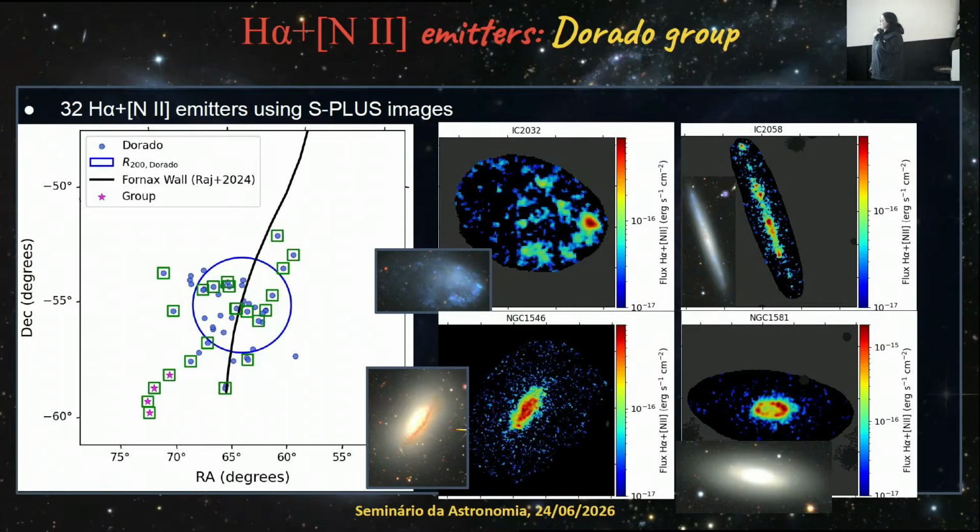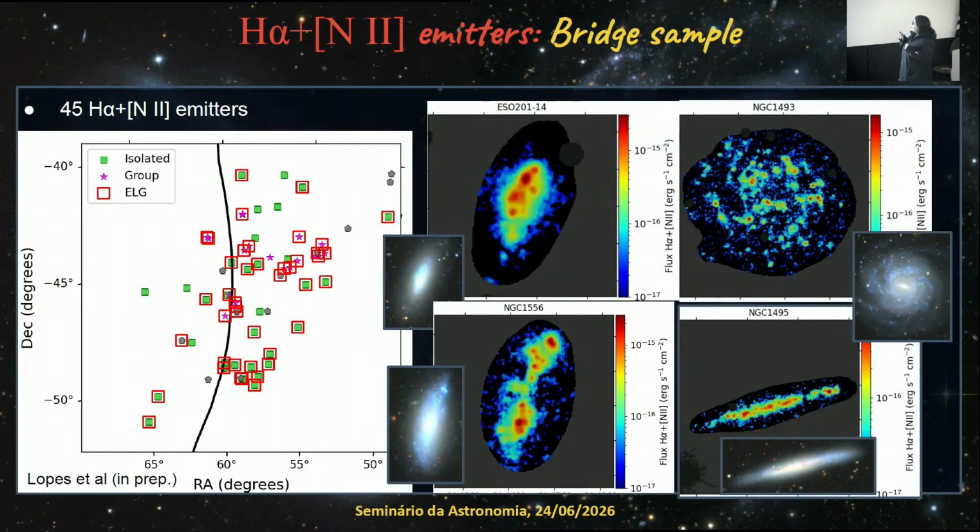And there is a lot of emission in Dorado, way more than I originally expected as well. As you can see, here are some examples, some beautiful images here. And for the bridge, for the connection, we also have a very, very large number of emitters. We have emitters in groups. They are within the bridge. And also for isolated galaxies, which is something very interesting.